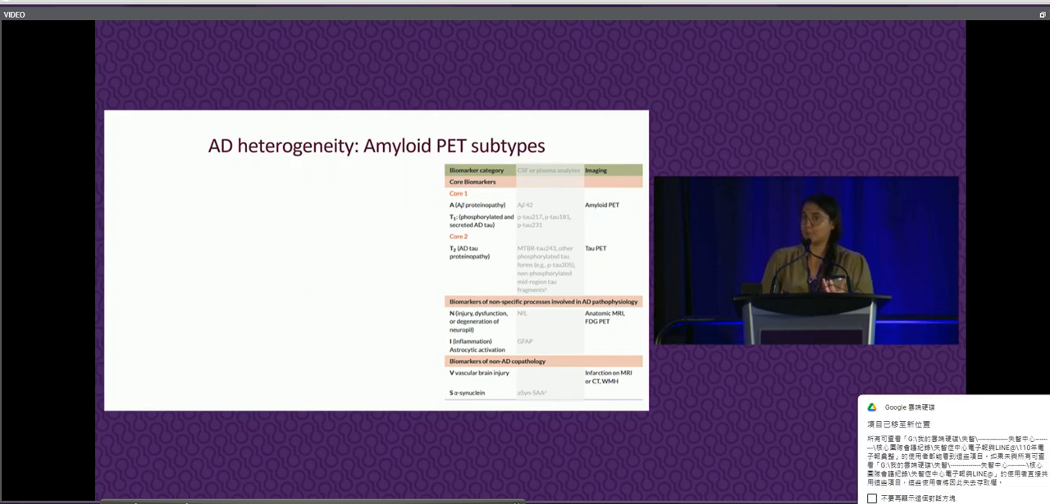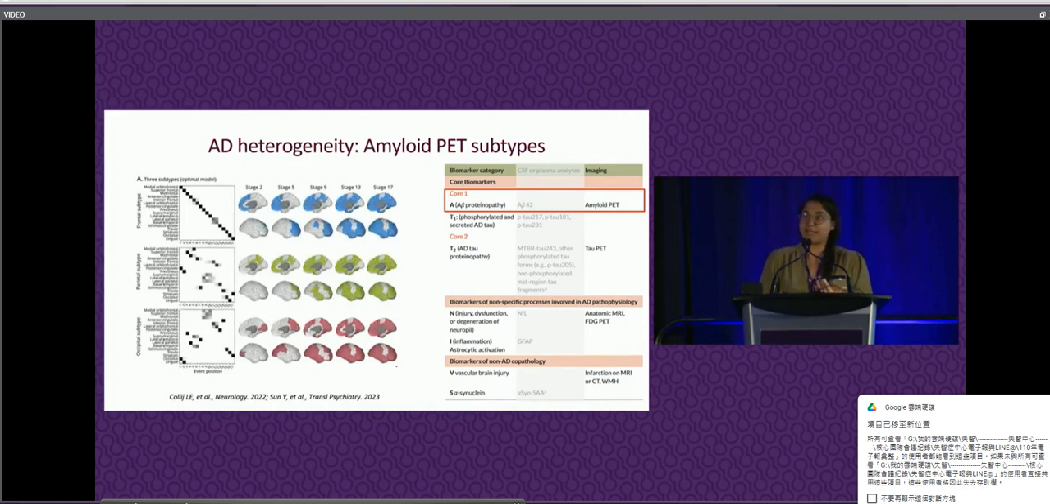Starting with core 1 biomarker, A, which can be imaged by amyloid PET. In the past couple of years, we've seen many data-driven approaches that have been able to identify and capture heterogeneity in amyloid patterns in the brain. This study in particular identifies 3 different subtypes based on the SuStaIn model. And there have been other studies that have also identified a more cortical versus a more subcortical pattern of amyloid in the brain.